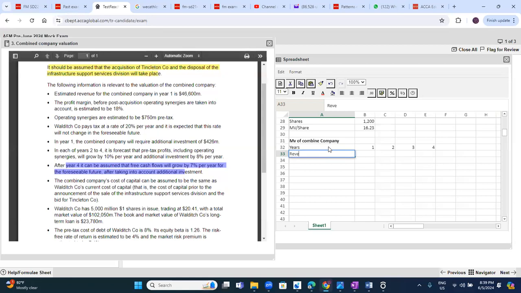First of all, write the revenues. Revenues are 46,600. And the PBIT is 18% of the year 1. PBIT is 18%. In first bullet point, revenue is given. In second bullet point, profit margin is given before synergies. And in third point, operating synergies are given. It's up to you. You can combine the operating synergies with the profit and calculate the tax, or you can separately calculate the tax. It's up to you.